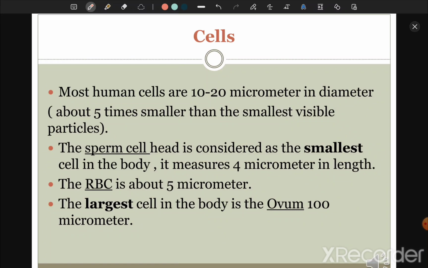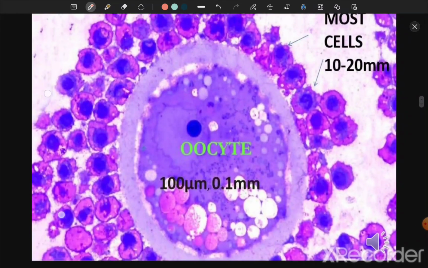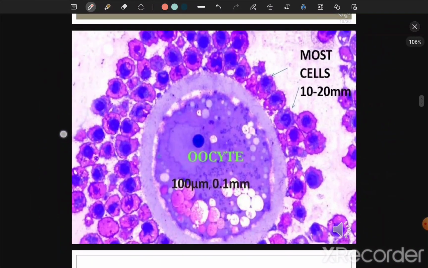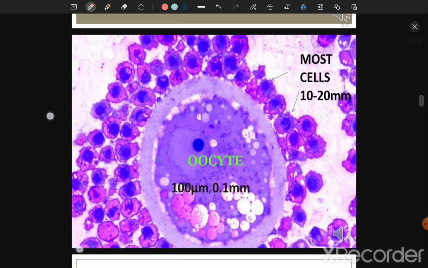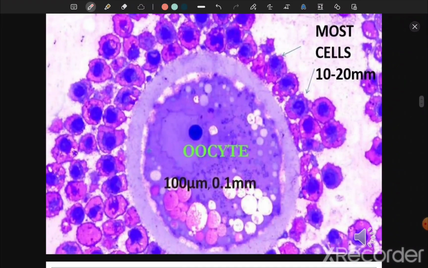And the rest of the cells are in between. But in general, 10 or 20 micrometer. For example, in this slide you can see the size of the common cells of the body, while the oocyte is the larger size.